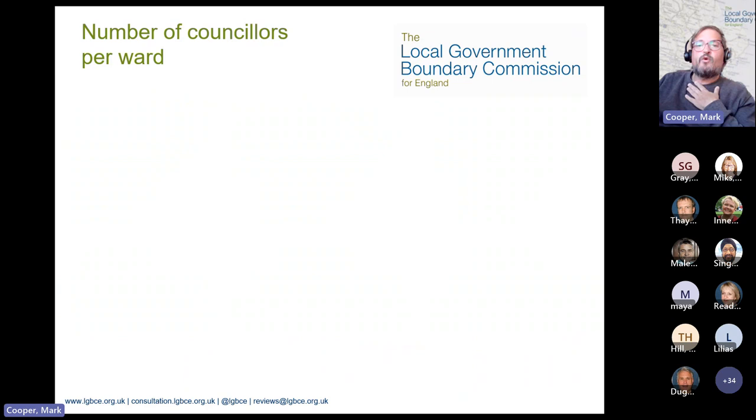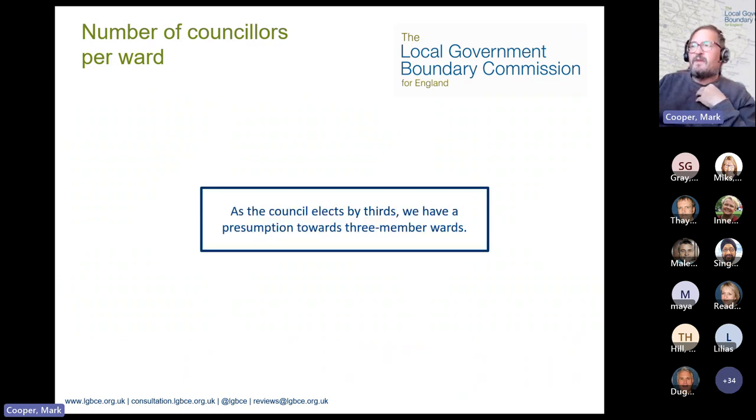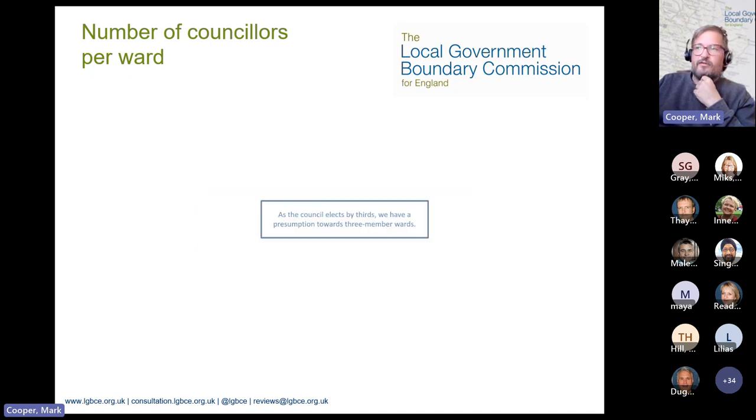Just a quick note on the number of councillors per ward. As Coventry elects by thirds, the Commission must now have a presumption towards a uniform pattern of three-member wards. If the council were to elect in all out elections, there would be no presumption. The Commission can move away from a uniform pattern of three-member wards if it transpires we're unable to provide for a good balance of our statutory criteria under a uniform pattern of three councillor wards.